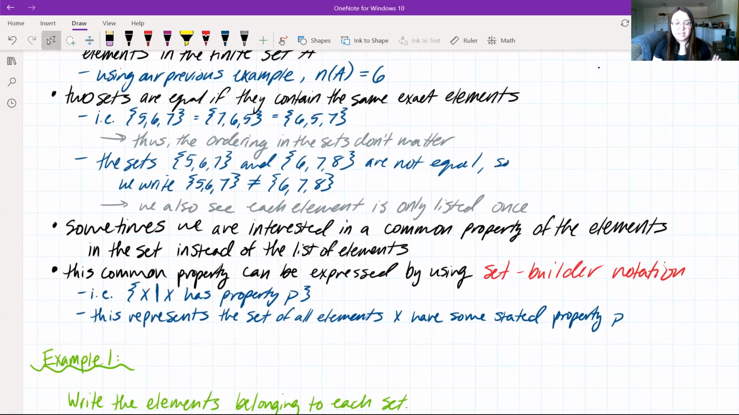So if we said x is an even number, then our x would be 2, 4, 6, 8, and so on and so on. And that would be called an infinite set because those numbers go on forever. We're only going to be working with finite sets, so numbers that we can actually count.